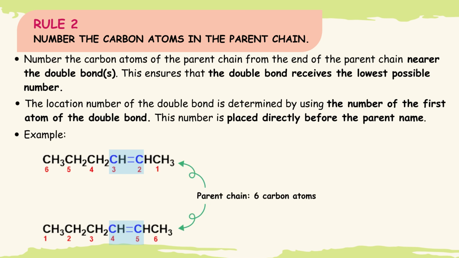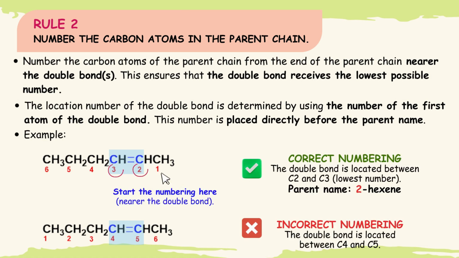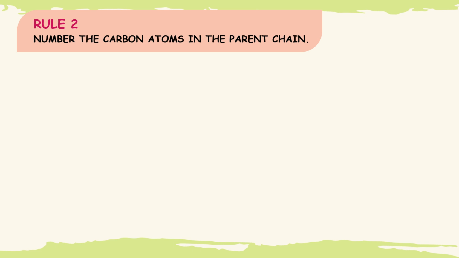For example, this alkene has the longest carbon chain with 6 carbon atoms. The correct numbering is from the right because the double bond receives the lowest number, which is between the second and third carbons. Since the double bond starts at the second carbon, its name is 2-hexene. Let's look at another example.